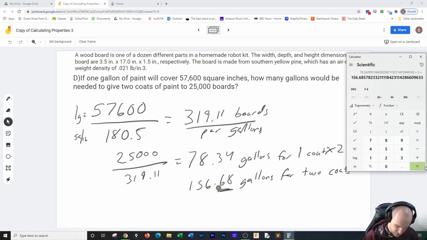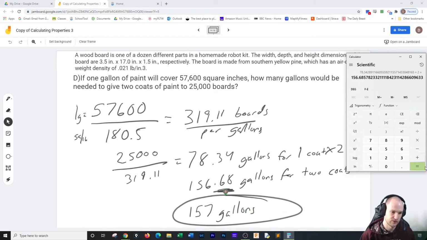So I can have a remainder if I need to cover them all. So this becomes 157 gallons as my answer. So that is your answer, 157, because you can't buy 0.68 gallons of paint. Okay. Next question.